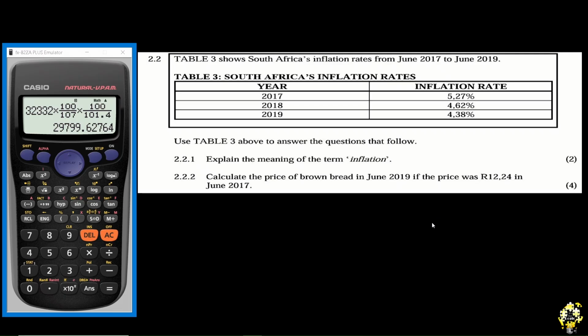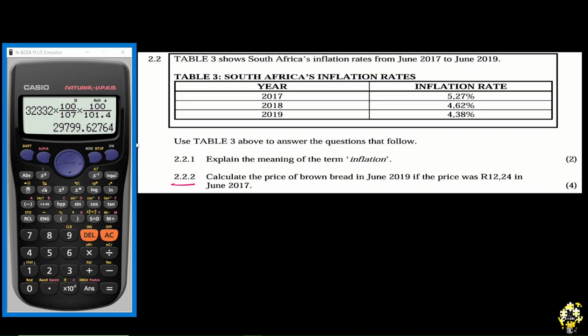So I gave you the definition of the term inflation, which is a general and progressive increase in prices. Now we can continue with 2.2.2. This is what we are here for. Yes, it is what we are here for. So let's do it anyway.